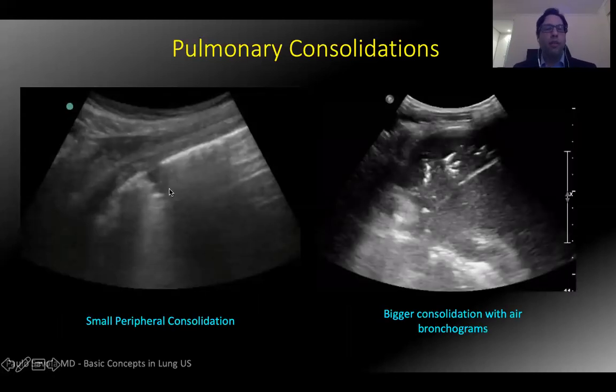This is a small peripheral consolidation. You have the pleural line here. You have the small peripheral consolidation here. And you have this line, which is not a B confluent line. The line that arises from a small consolidation is called the C line. Okay, it is not ground glass. And you also can have a huge consolidation like a lobar pneumonia in this example, when you have a huge area of hypoechoic tissue with air bronchograms, which are these linear hyperechogenic structures inside.